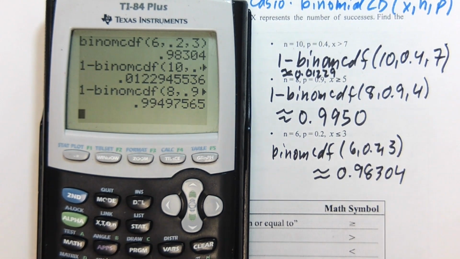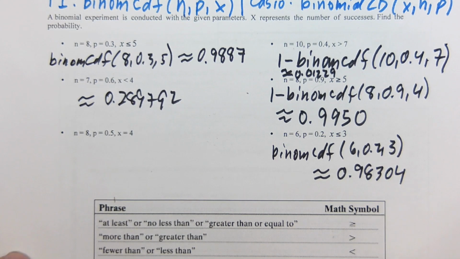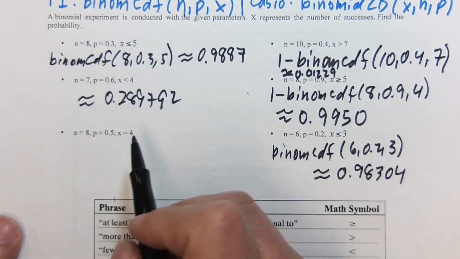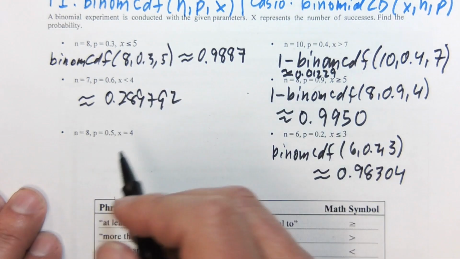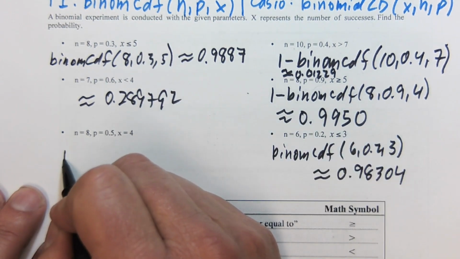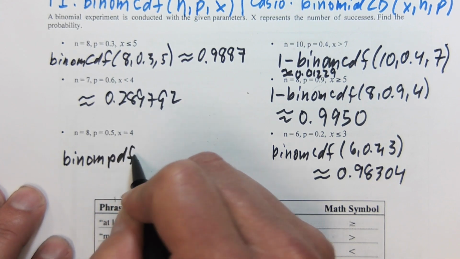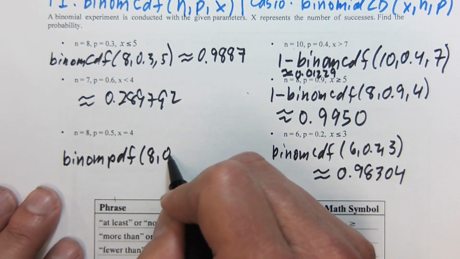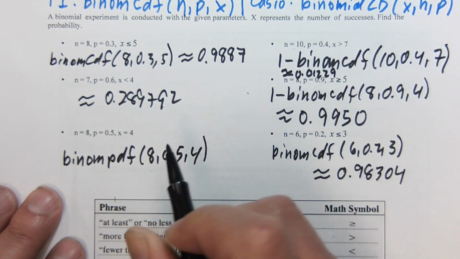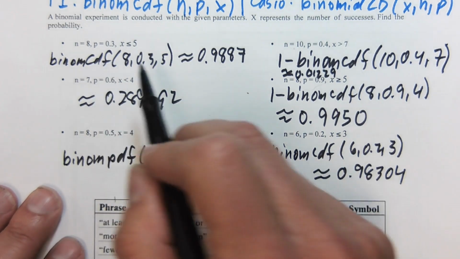And I'm expecting that you're practicing every single one of these with your calculator just to get used to the interface. Now we have one last one to do here, and this one's an equal. So now instead of CDF, this is going to be the binom PDF. The order will be the same, 8, 0.5 and 4. So this is exactly equal to 4. That's why we used the P instead of the C. All these were adding up a bunch of them.